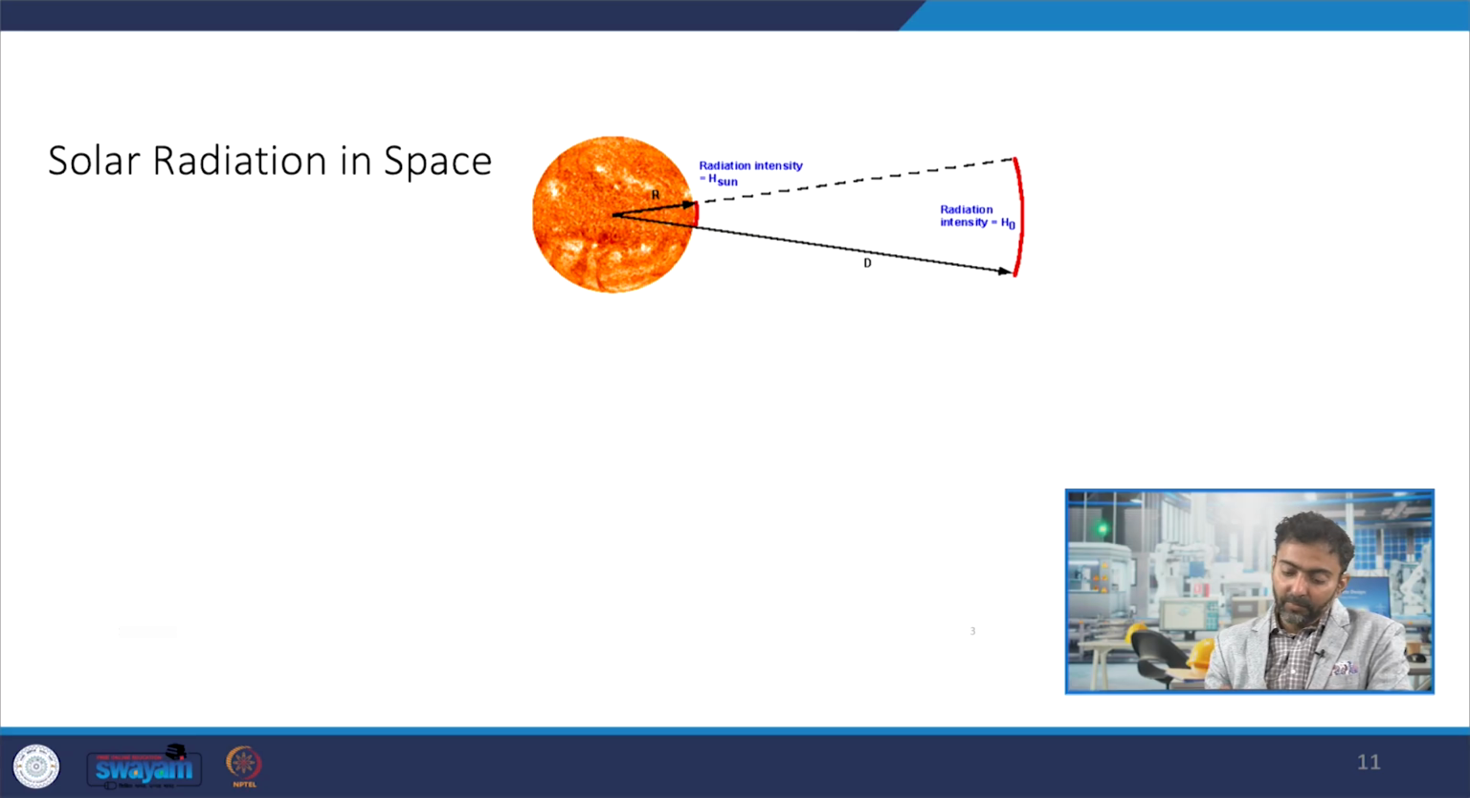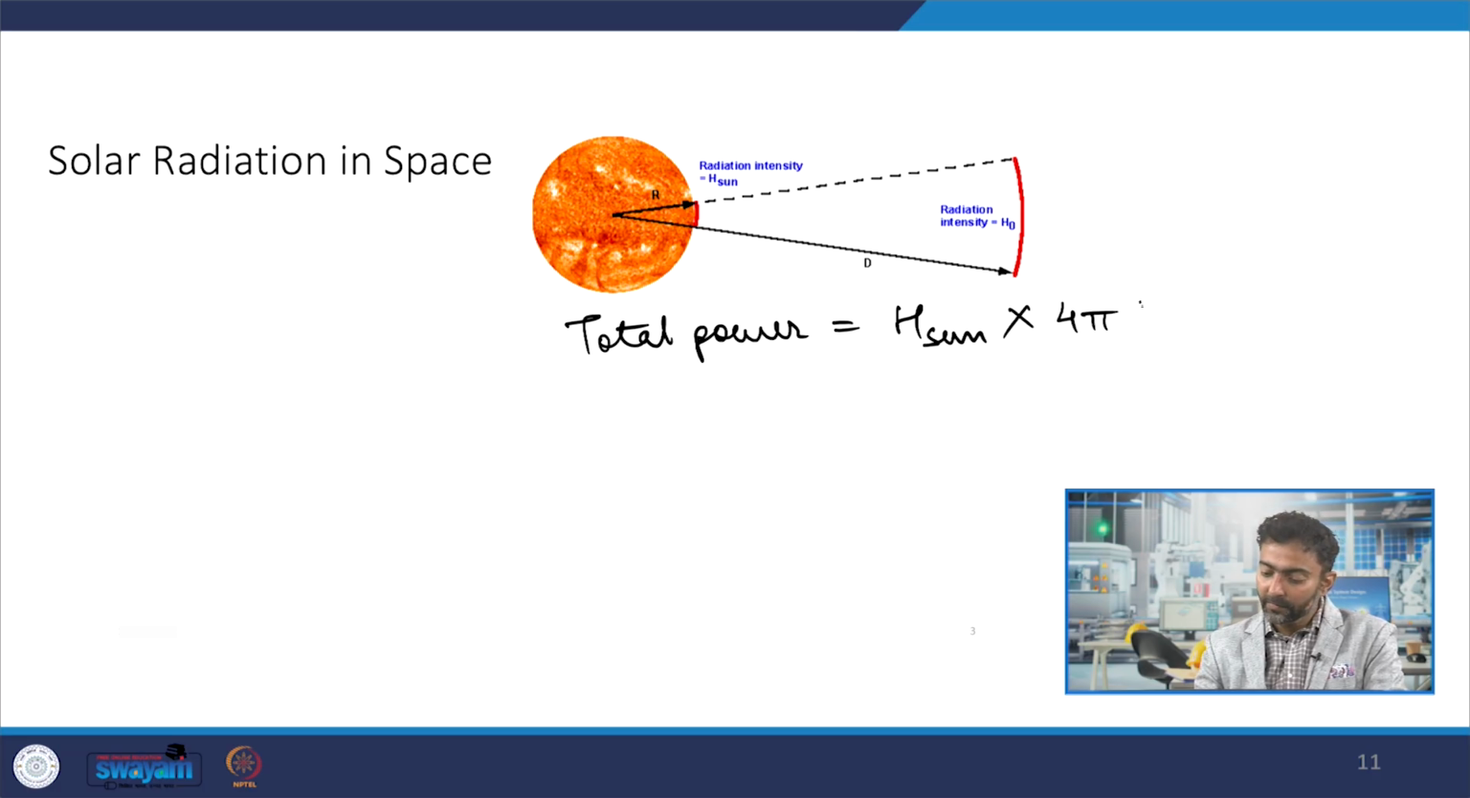If we go step by step on this, the total power emitted by the sun is nothing but H sun, the surface luminosity of the sun, multiplied by the surface area of the sun, which is 4 pi r square. That is the total power emitted by the sun. Now, the same power travels over a longer distance. At a distance d apart, let us say we have a hypothetical sphere with a radius of d. The total surface area of that sphere would be 4 pi d square.